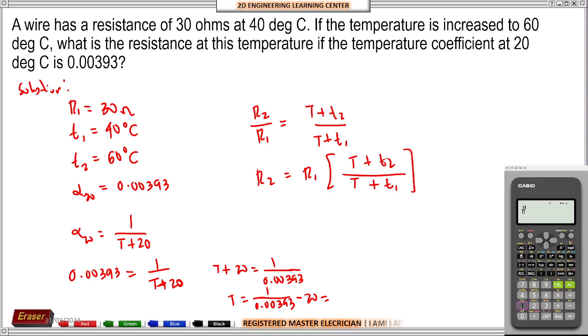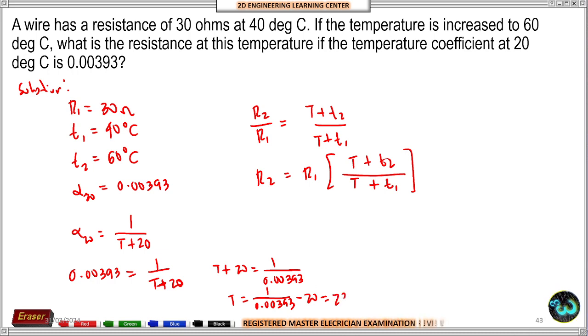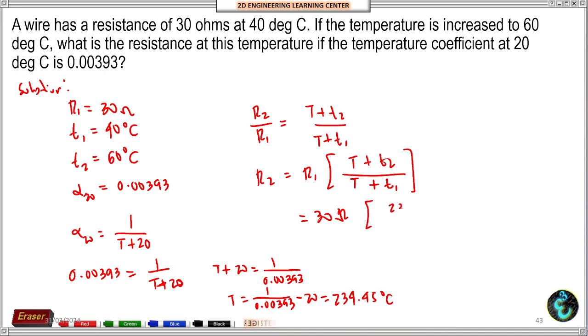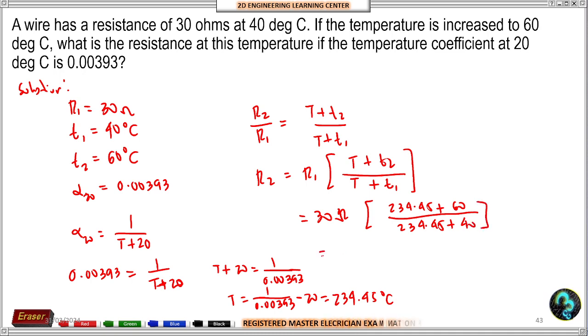No? So, 1 divide 0.00393 minus 20. Okay. So, meron tayong 234.45. So, 234.45 degrees Celsius. So, i-substitute lang natin yan dito. Our R1 is 30 ohms. Okay. So, we have 234.45 plus T2 natin is 60 over 234.45 plus 40. No? So, masosolve natin dito yung ating R2.